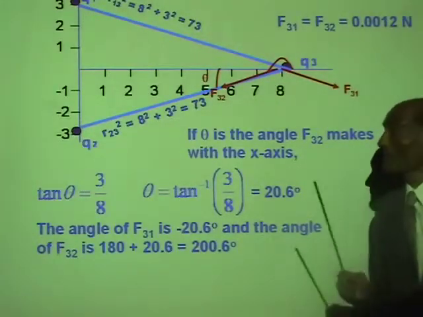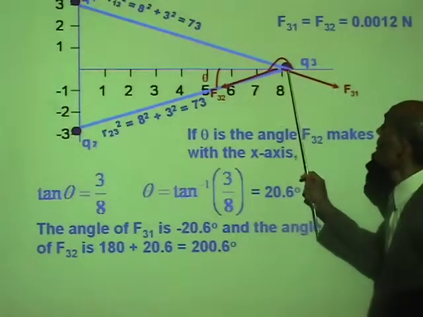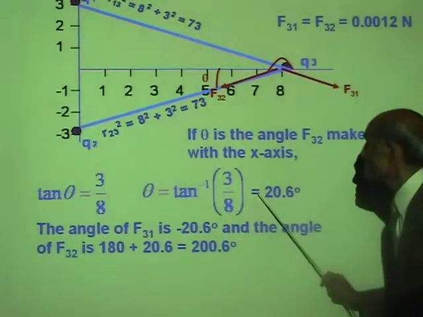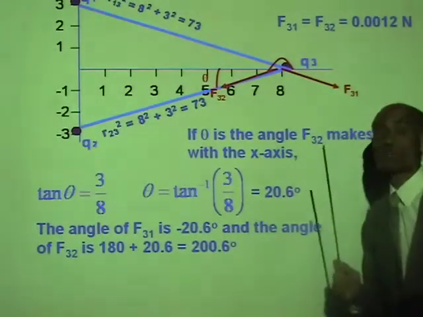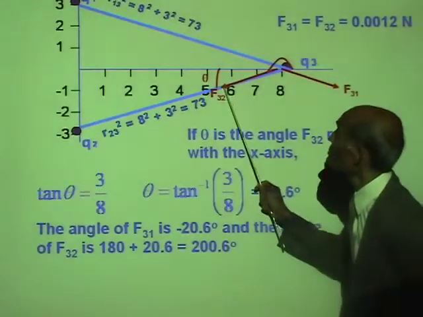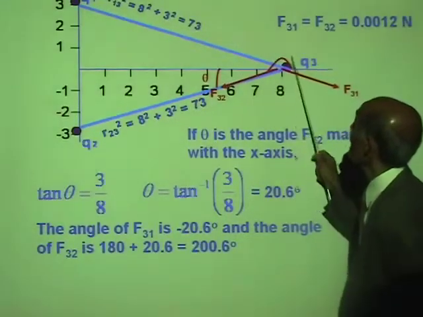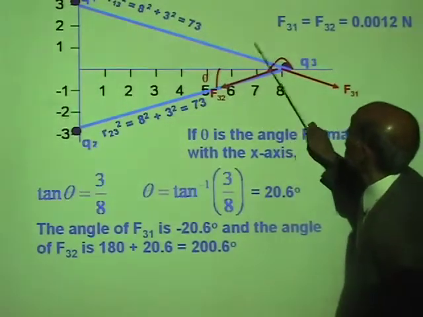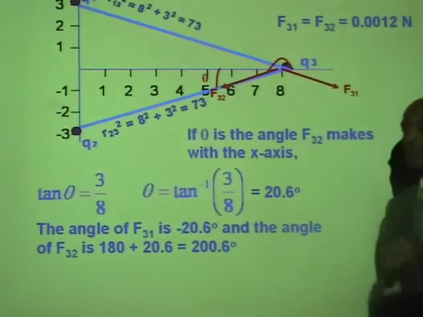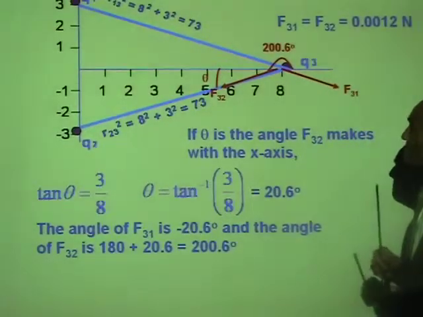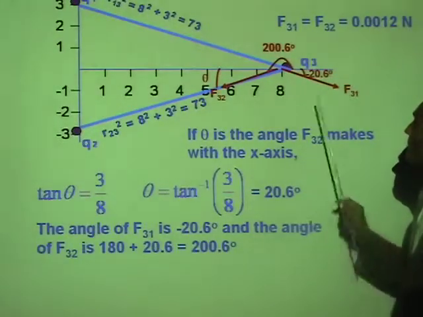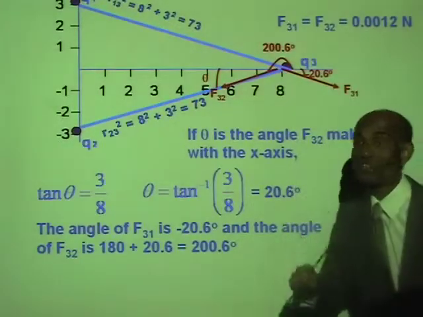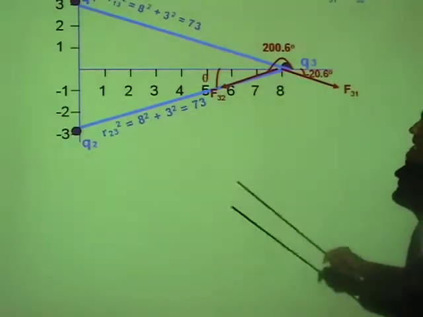Okay, I hope you understood that. One more time, we now know that the angle F31 makes with the x-axis is negative 20.6 degrees, and the angle F32 makes with the positive x-axis is 20.6 plus 180, which is 200.6 degrees. There you are. So you got the two angles. We can now write these two vectors in component form. Let's do that in here.